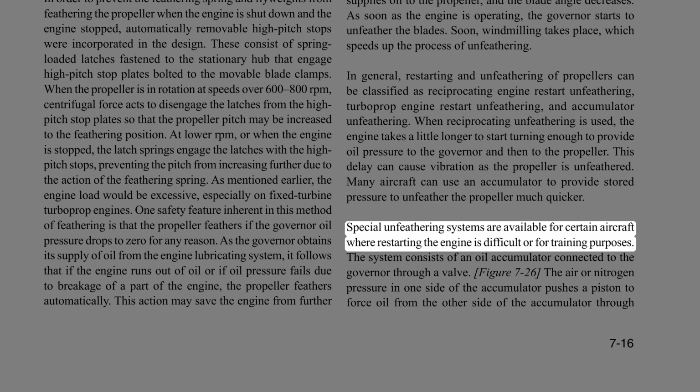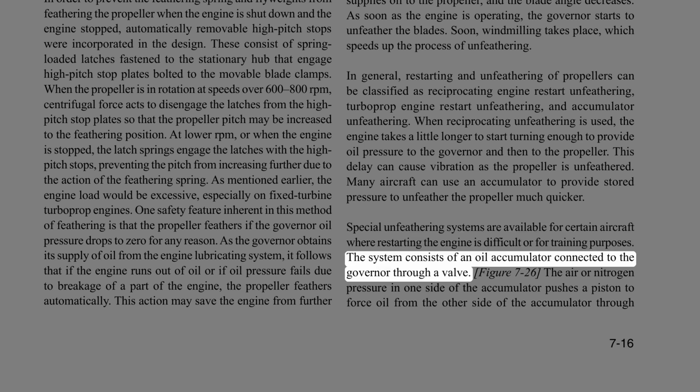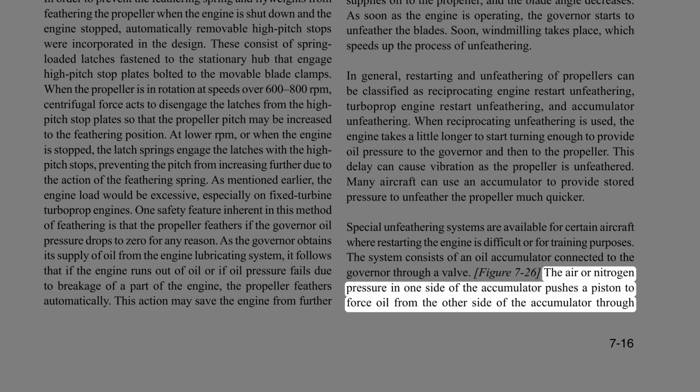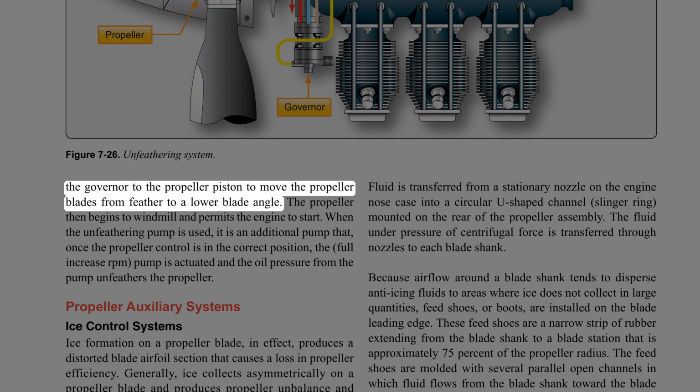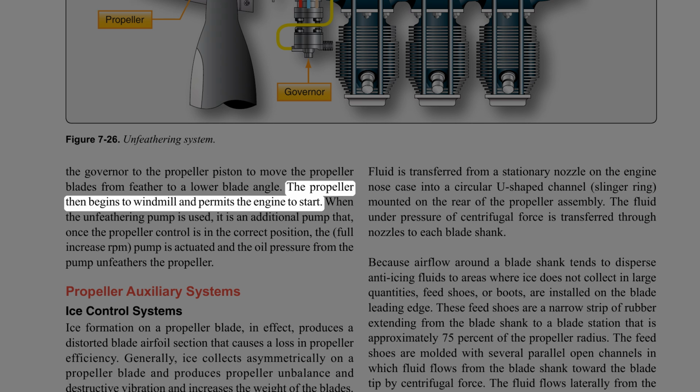Special unfeathering systems are available for certain aircraft where restarting the engine is difficult or for training purposes. The system consists of an oil accumulator connected to the governor through a valve. The air or nitrogen pressure in one side of the accumulator pushes a piston to force oil from the other side of the accumulator through the governor to the propeller piston to move the propeller blades from feather to a lower blade angle. The propeller then begins to windmill and permits the engine to start.